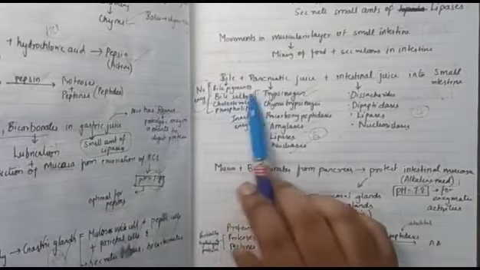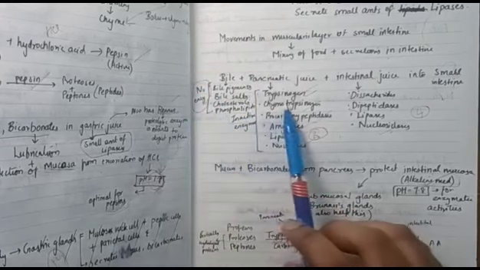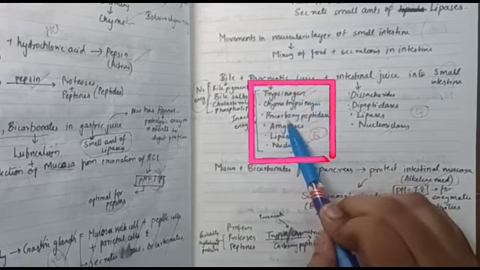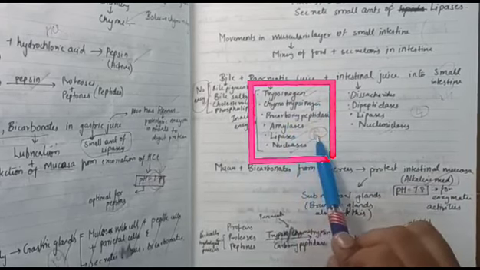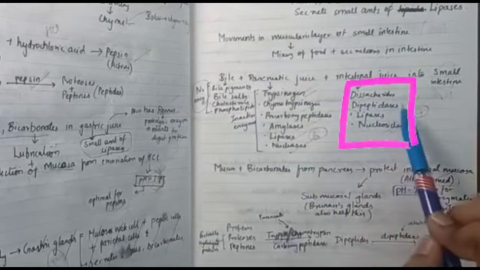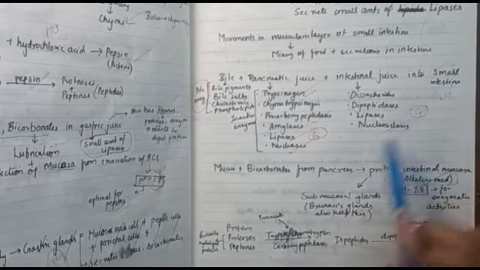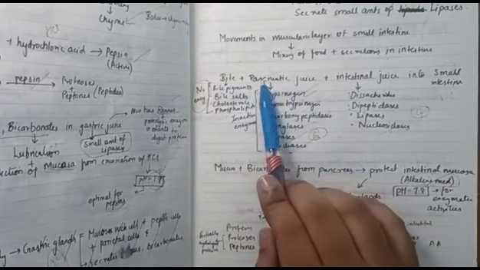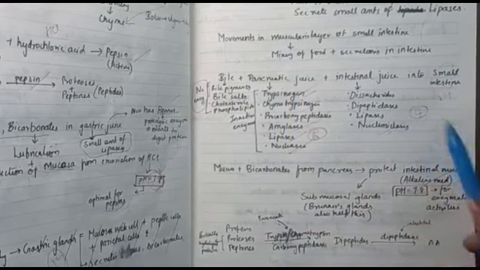In bile we have bile pigment, bile salt, cholesterol, phospholipids, no enzymes. In pancreatic juice we have trypsinogen, chymotrypsinogen, procarboxypeptidases, amylases, lipases, nucleases. 6 of these. In intestinal juice we have disaccharidases, dipeptidases, lipases, nucleotidases. These 4. So 6 plus 4, 10 things we have to remember. Bile, pancreatic juice, and intestinal juice all go into the small intestine.